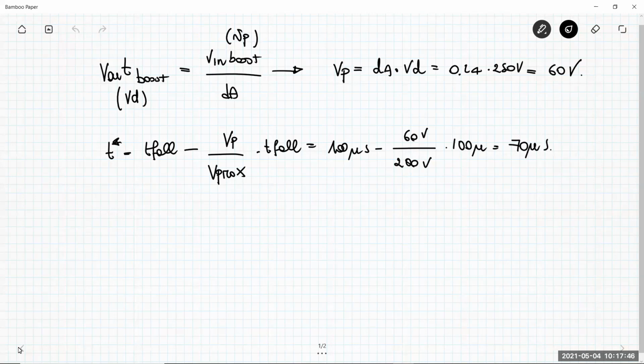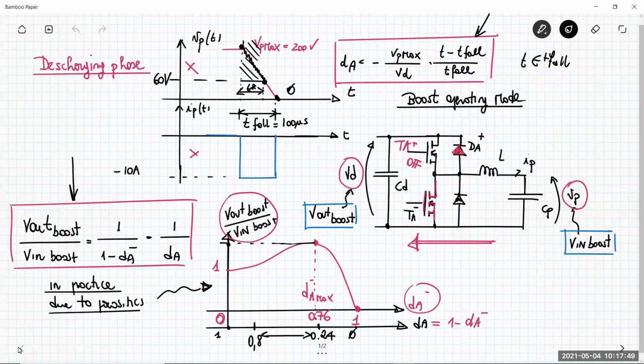And this is 70 microsecond. So after 70 microsecond, this interval, you have no more boost action. There are remaining 30 microsecond, the difference here, in which you have no possibility to recover the energy from the piezo injectors to the VD power supply. This T star happens in a situation in which the output current is basically negative 10 amp.